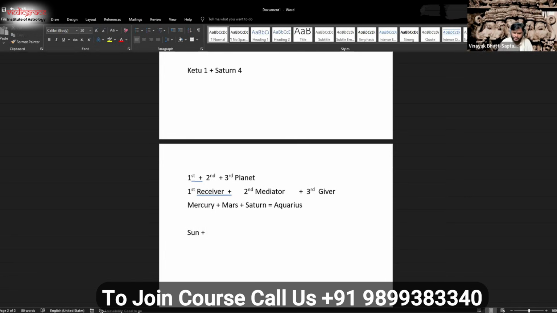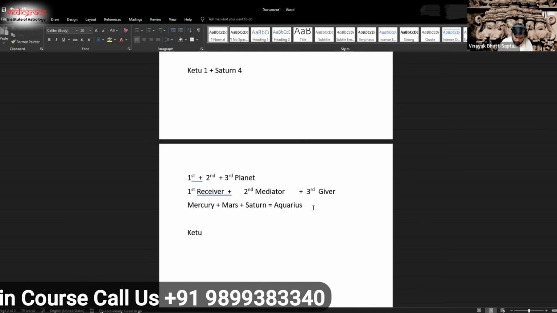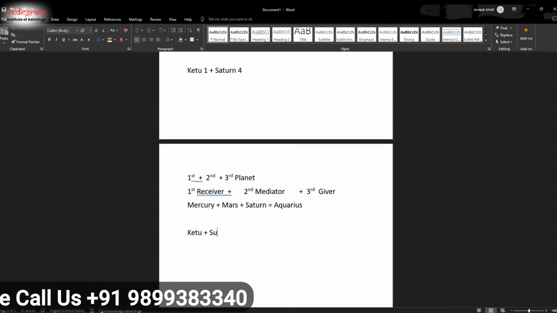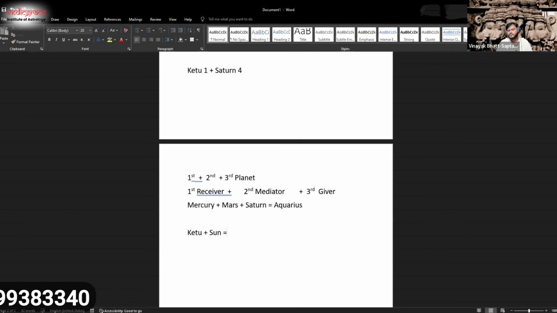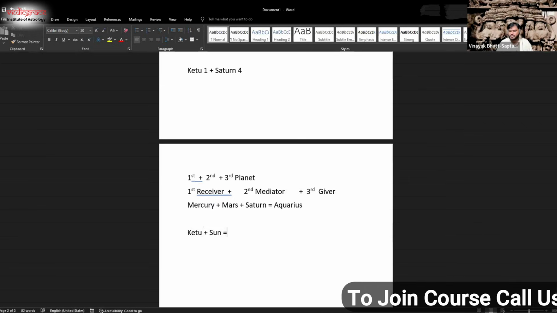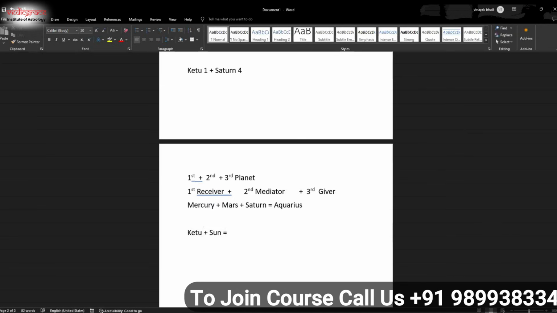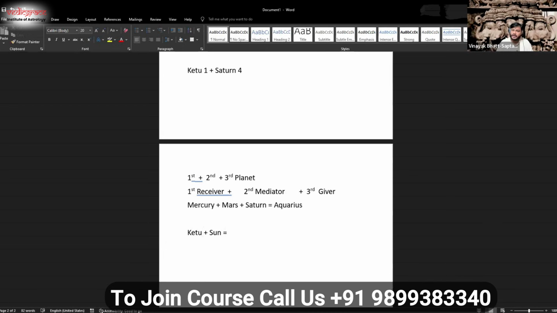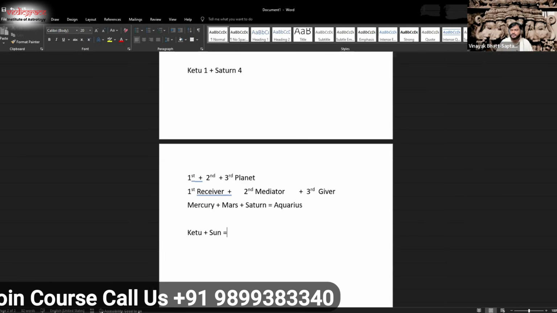Okay, I will show you another variation. Ketu plus Sun. So if we are having four planets, then the second and third will again become the mediators only. The first and fourth are always the receiver and giver, and any number of planets in between are all mediators, and it gets complex and more complex. So we need more practice for it.